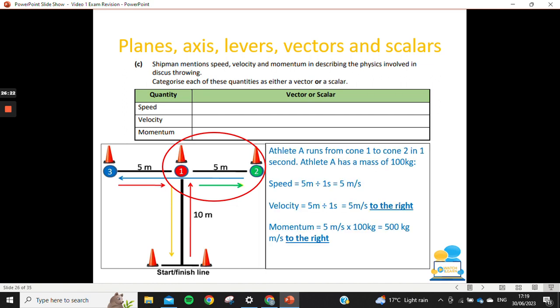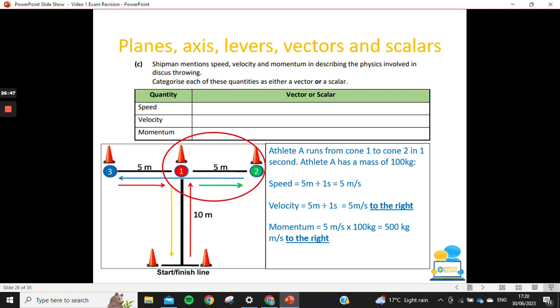If we look at athlete A running from cone 1 to cone 2 in 1 second, the athlete has a mass of 100 kilograms. Their speed would be 5 meters divided by 1 second, which would be 5 meters per second. So speed is a scalar quantity. It's concerned only with the magnitude.